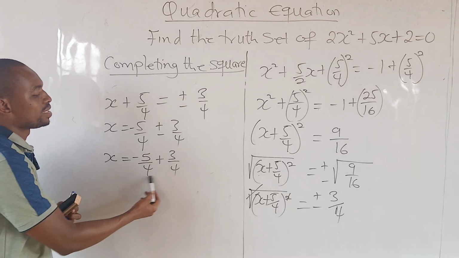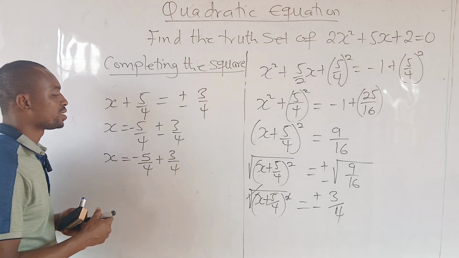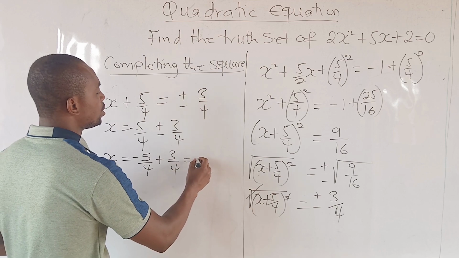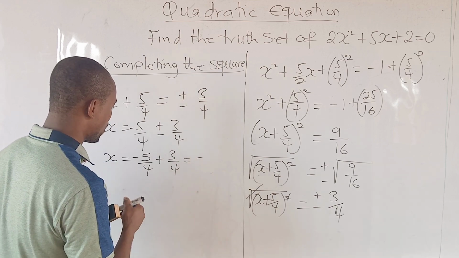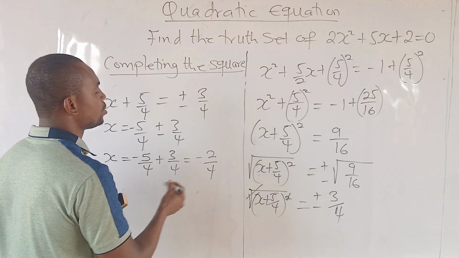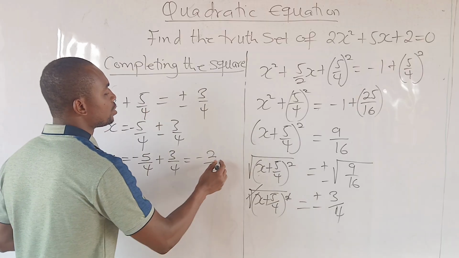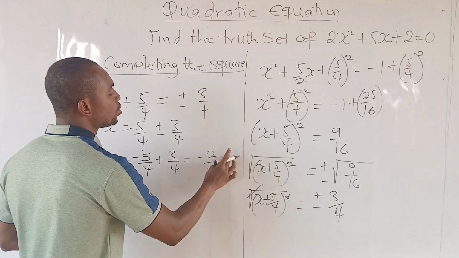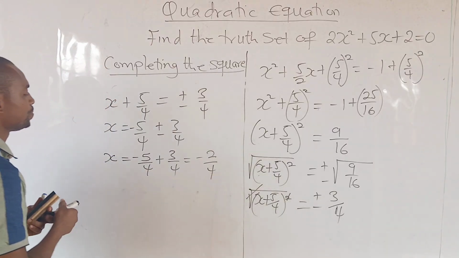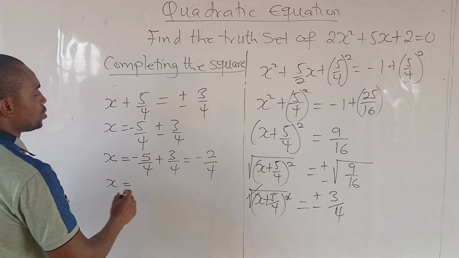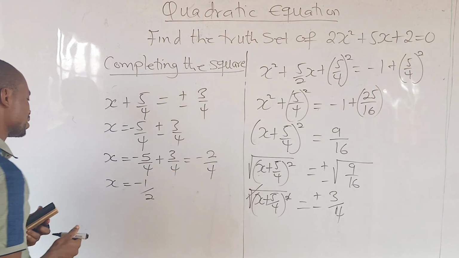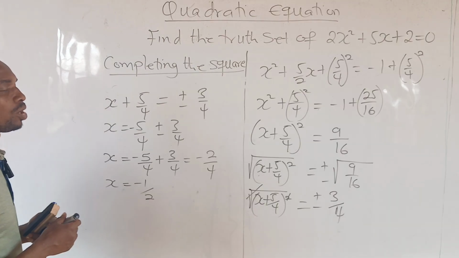Since the denominators are the same, you add the numerators. So you are going to get x to be equal to negative 2 on 4. So here 2 goes into itself 1. It goes into 4 how many times? 2. So x is equal to negative 1 on 2.